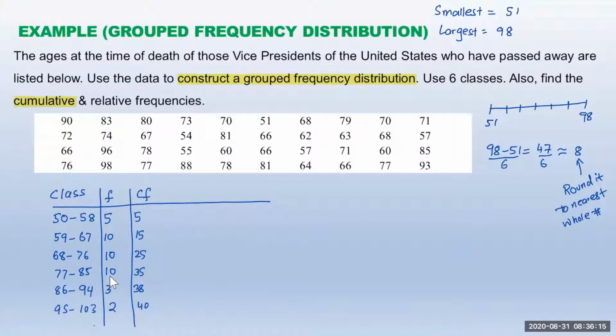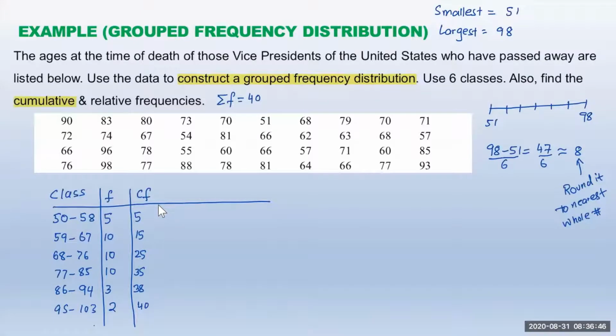The meaning of that is, here we have 40 pieces of observation. We have 4 times 10, that is equal to 40 observations. If you add all frequencies, you can write the sum of all frequencies is equal to 40. If you want to find how many pieces of data there are, or how many vice presidents are given, you'll find that it's 40. So that's the cumulative frequency.